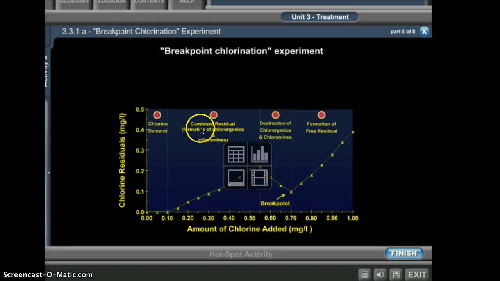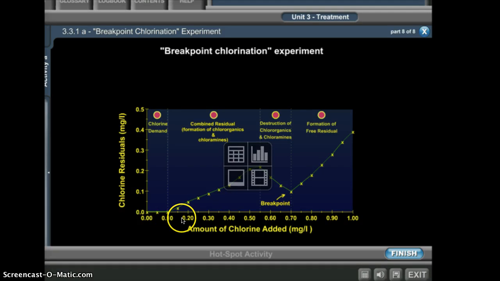So here is our famous breakpoint curve, breakpoint chlorination visualization, if you will. Here, what we just call the chlorine demand, this is where that initial dose of chlorine is used up really quickly, because that's your initial dose. That's when everything is going to take away the disinfection property of the chlorine. It's going to use up the chlorine.